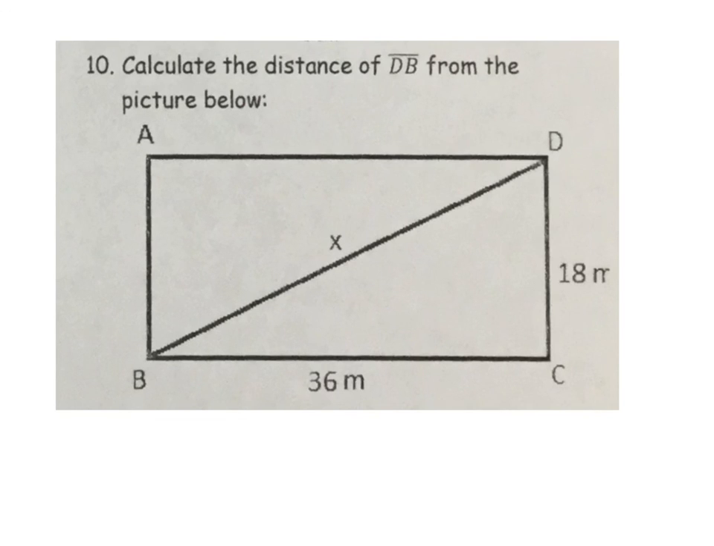Number 10, lastly, calculate the distance of line segment DB from the picture below. So we're looking for this line segment there. I'm given this measurement here, 36, and this is 18. That's supposed to be meters; it got cut off. So I'm looking for this diagonal, which is a hypotenuse. This makes the right triangle, and if you want, you can label it with a little right angle. So it's just another Pythagorean theorem question.